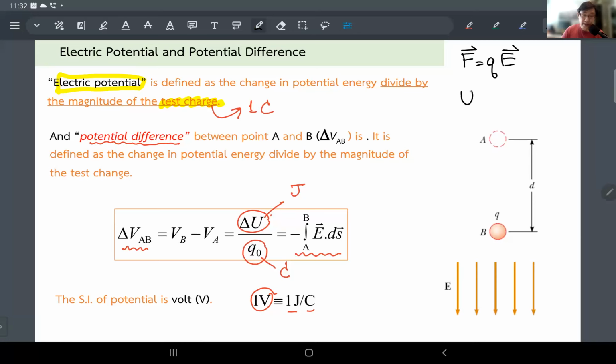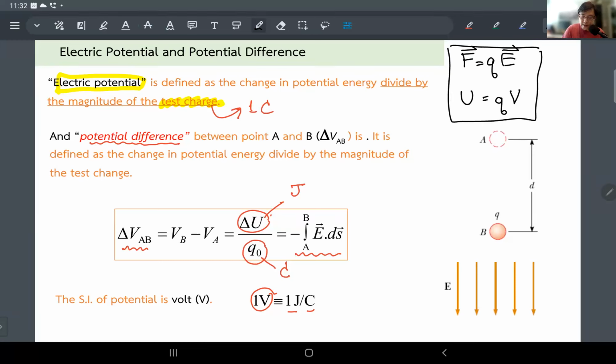We define the potential energy, and then you do it per unit charge. You call it the potential without the energy. If you want to get back to the potential energy, multiply back the charge. Isn't that cool?